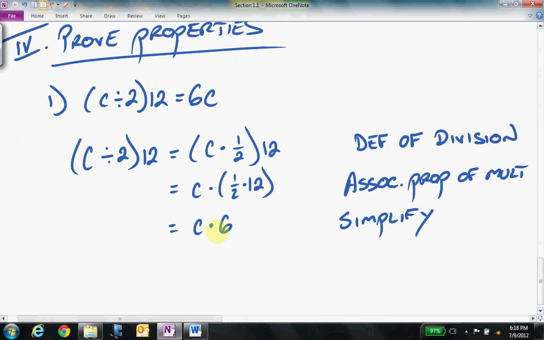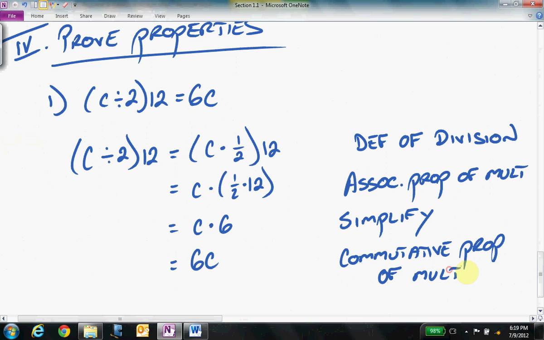Now, c times 6 isn't the same thing as 6 times c, but if you remember, the order of the numbers and letters doesn't matter when you're using multiplication. So I can just flip them around and the value is going to be the same. And by changing the order that the numbers appear, that is our commutative property, commutative property of multiplication, because we're still using multiplication. And that property is proved.